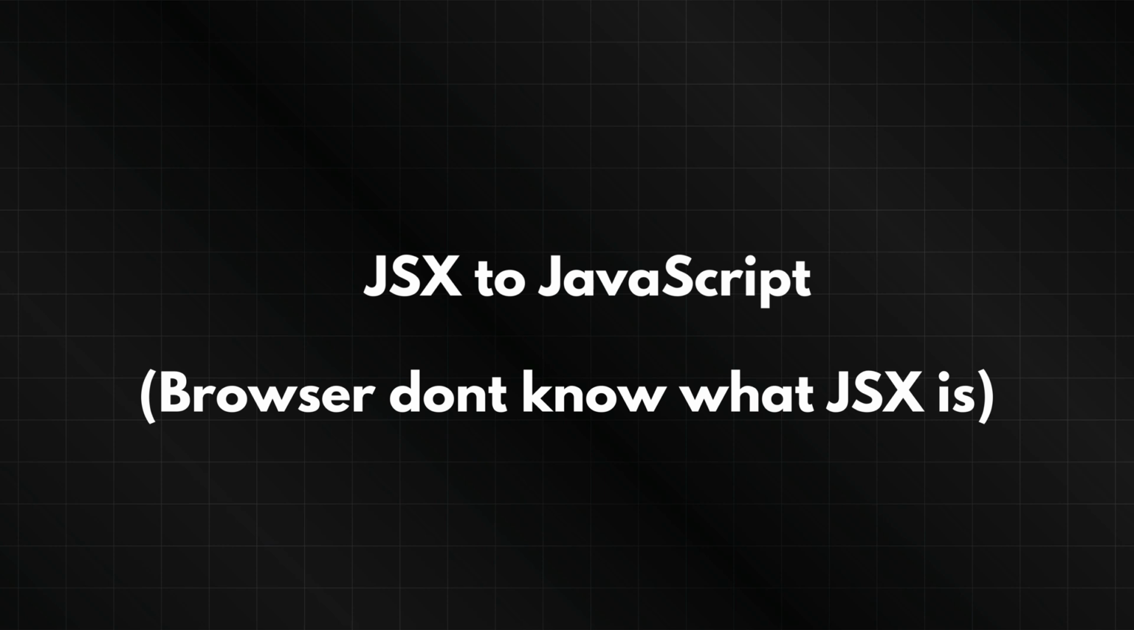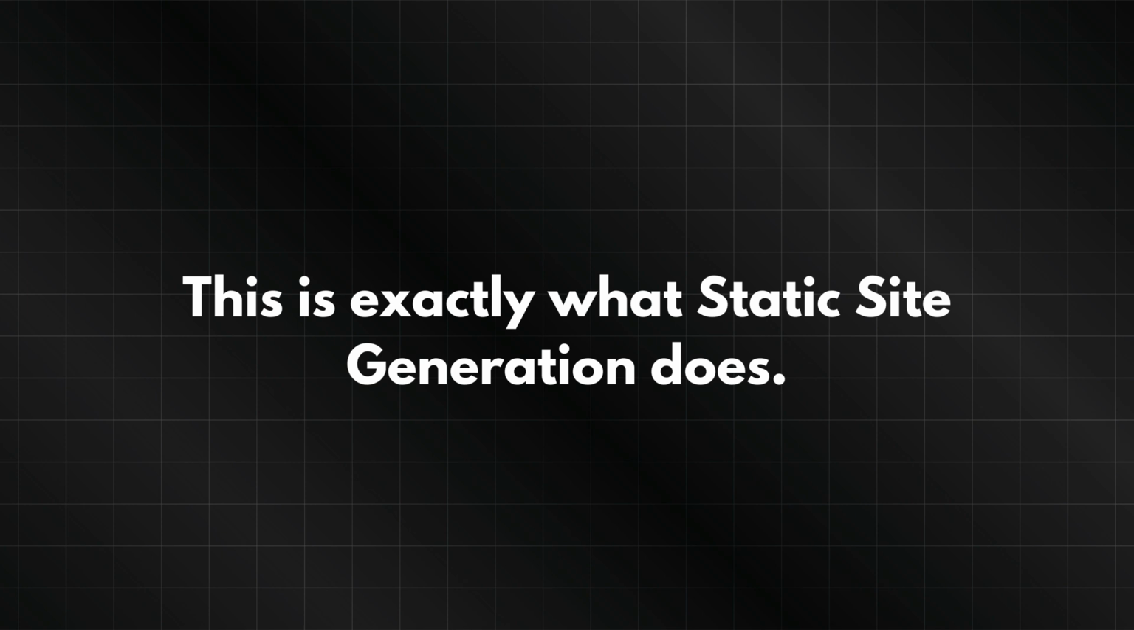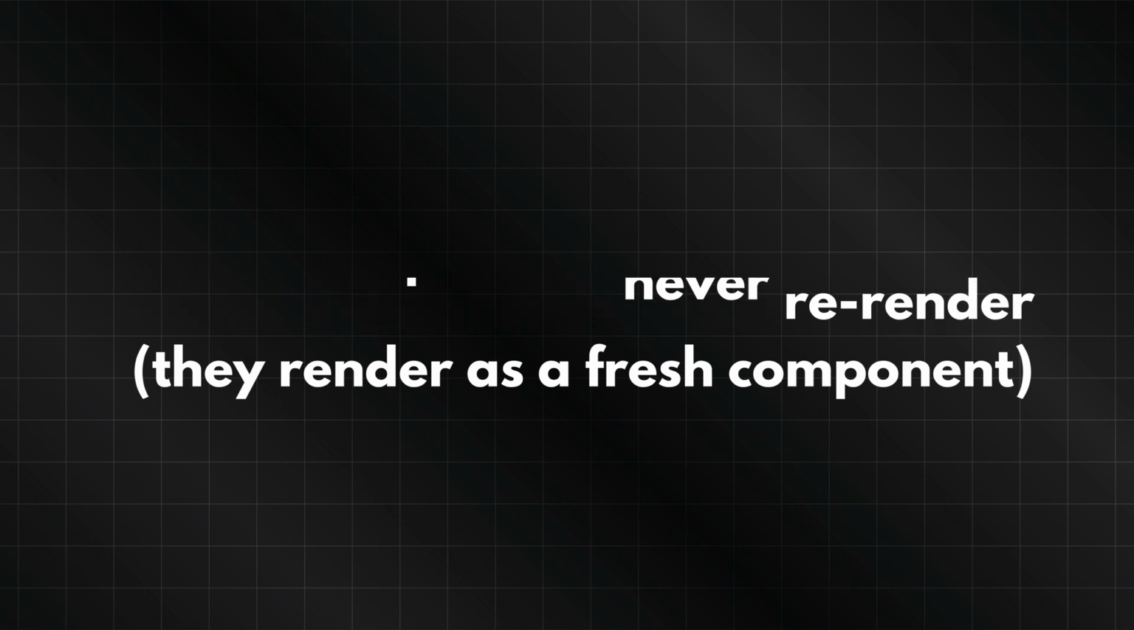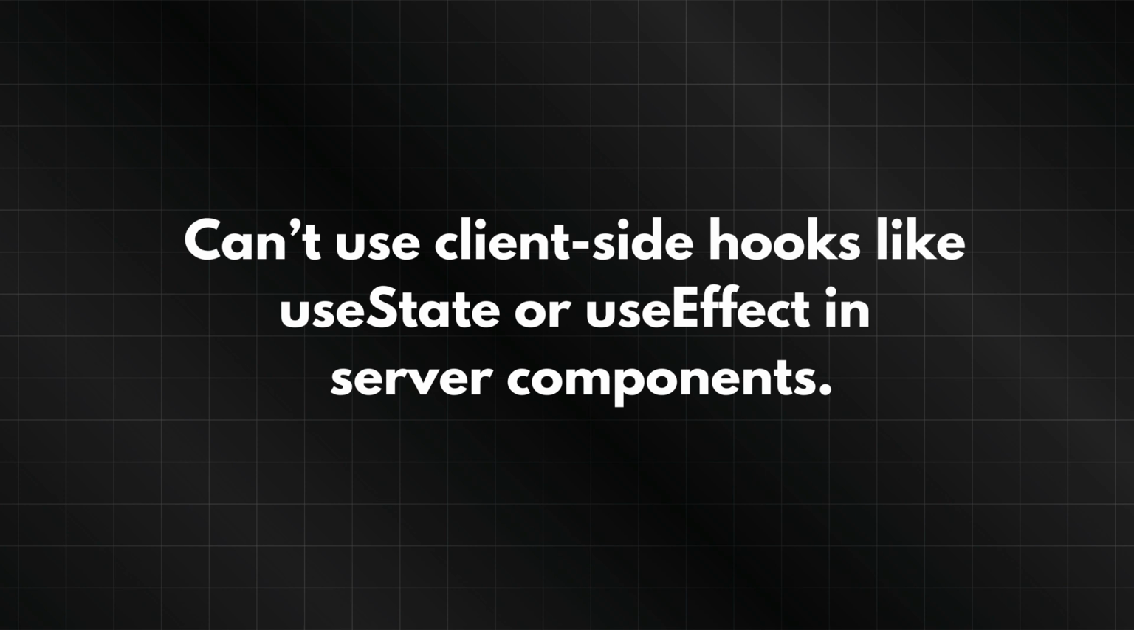What if during the build phase we pre-rendered all the HTML for our routes? This is exactly what static site generation does. The key difference is that server components never re-render. They always run once on the server to generate the HTML, which is then sent to the client and remains static. Since the rendering happens on the server, you cannot use client-side hooks like useState or useEffect here.